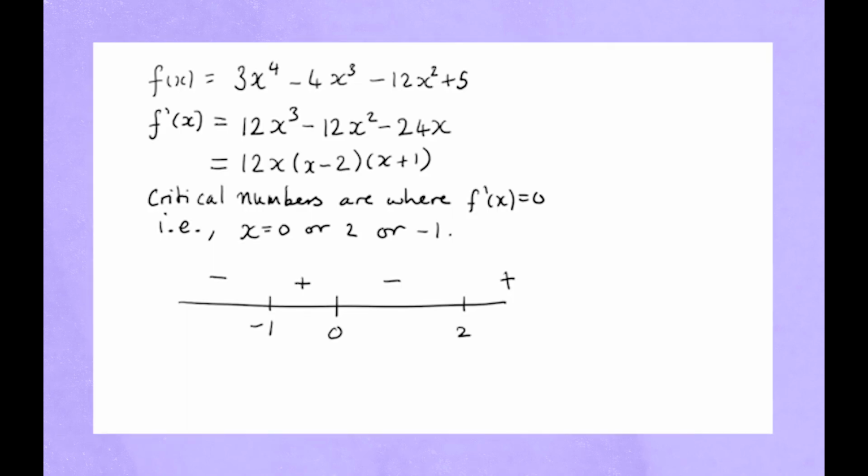Applying this test to the function in the previous example, we find that f prime of x changes from negative to positive at x equals negative 1, and so f of x has a local minimum there. Similarly, f prime changes from negative to positive at x equals 2, so it has a local minimum there too. At x equals 0, f prime of x changes from positive to negative, so it has a local maximum there.